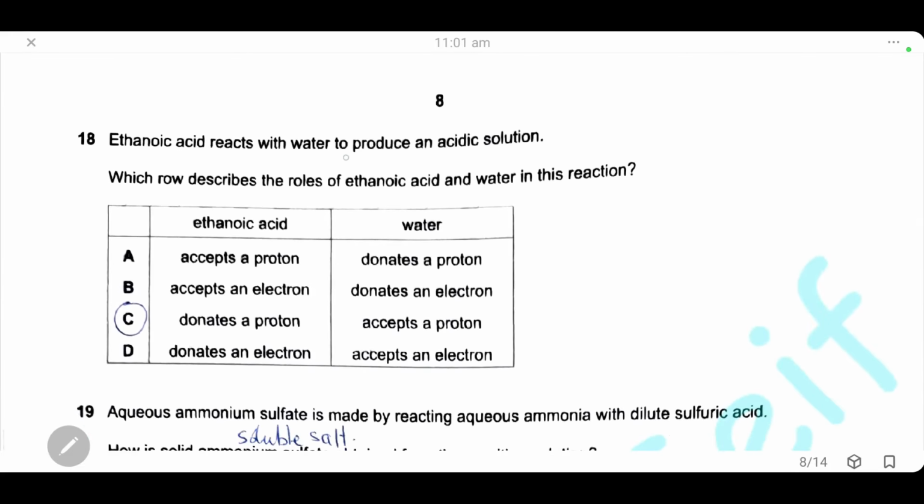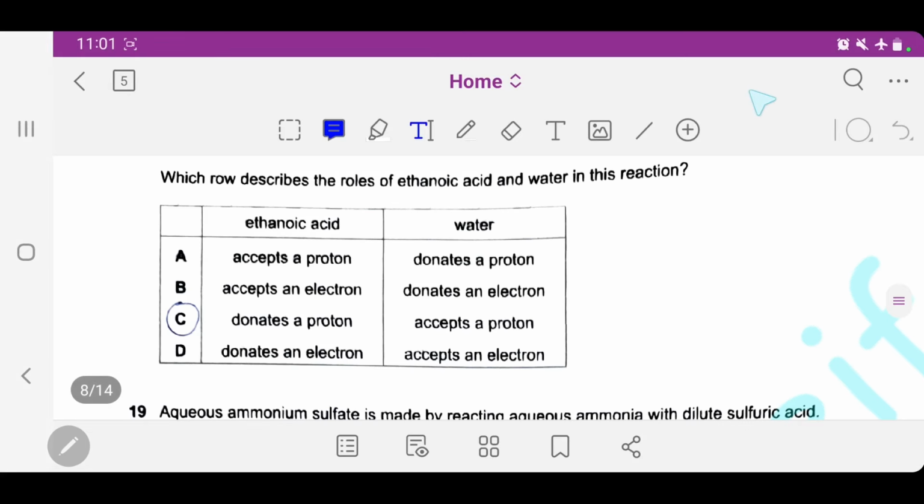18. Ethanoic acid reacts with water to produce an acidic solution. Which row describes the role of ethanoic acid in water in the reaction? Ethanoic acid is an acid, so of course it will donate a proton, and this proton will be accepted by water, so water will accept the proton, and the answer will be C.